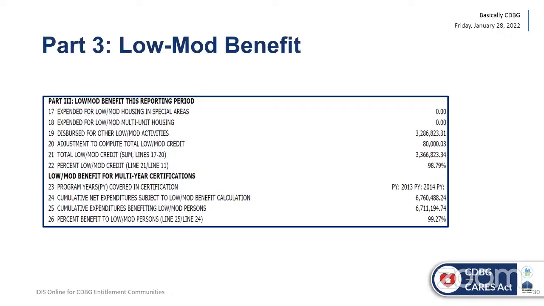Then you can average your low mod percent over a period of 2 or 3 years to achieve that minimum 70%. So if you are using a multi-year certification, then you do need to enter some information in lines 23 through 26. Actually, 26 is calculated, but on line 23, you need to enter the years covered in your certification, and then you need to enter information in lines 24 and 25.